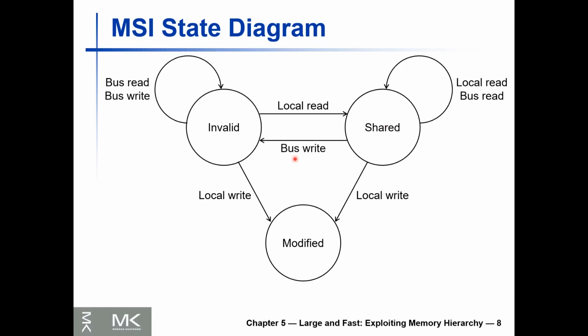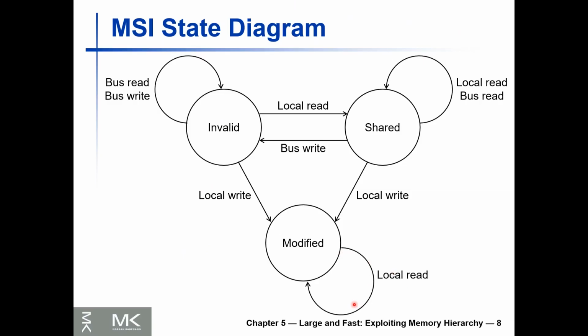Okay. Now let's go to the modified state. Let's say I'm in the modified state, and then I decide to read the value that I have. I stay in the modified state. Remember, when I'm in the modified state, it means I'm the only one that has this value, nobody else has it, because when I modified it, everybody else invalidated their values. So if I'm in the modified state and I read, I stay in the modified state.